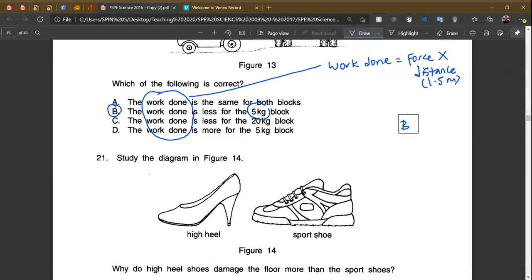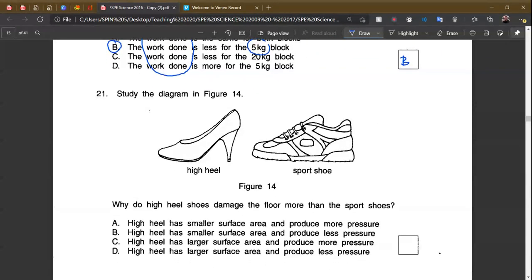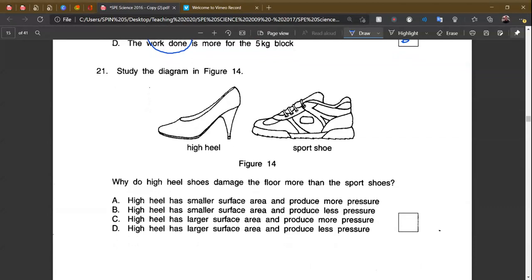Number 21. Study the diagram in figure 14. You have one high heel and you have sports shoes. Why do high heel shoes damage the floor more than the sports shoes? The obvious answer is this object here. So if you look there, the area becomes very small. When area is small, it becomes concentrated.